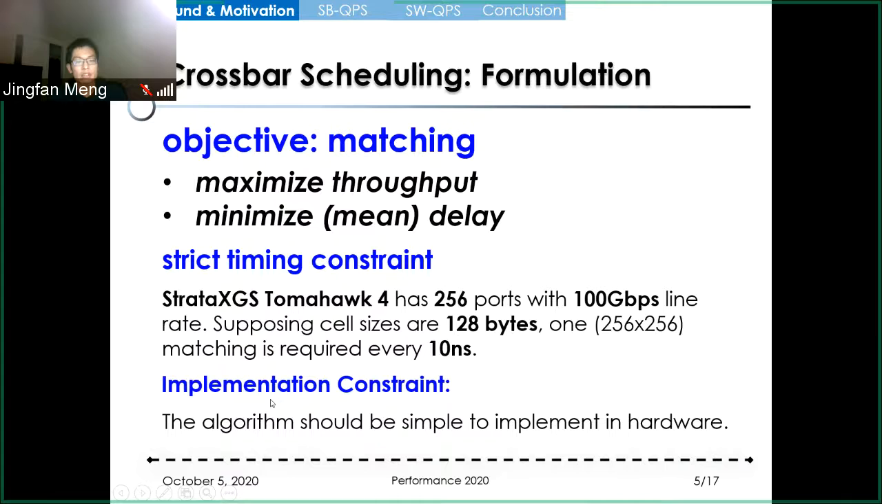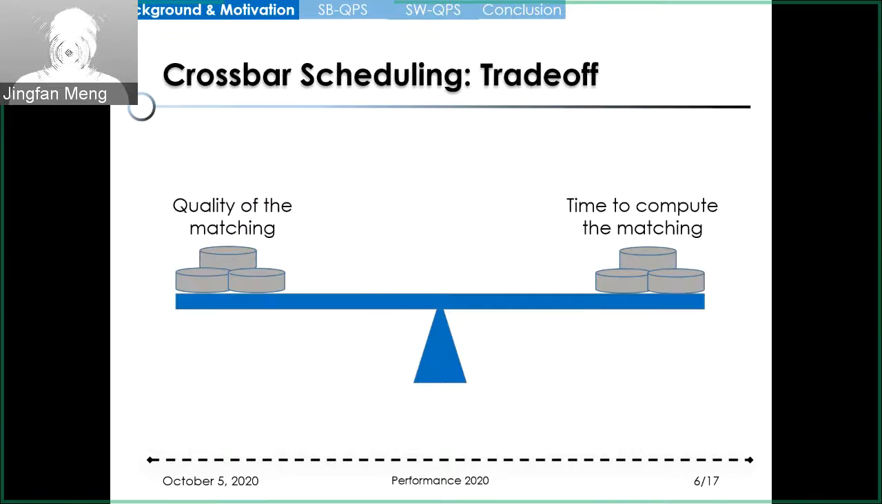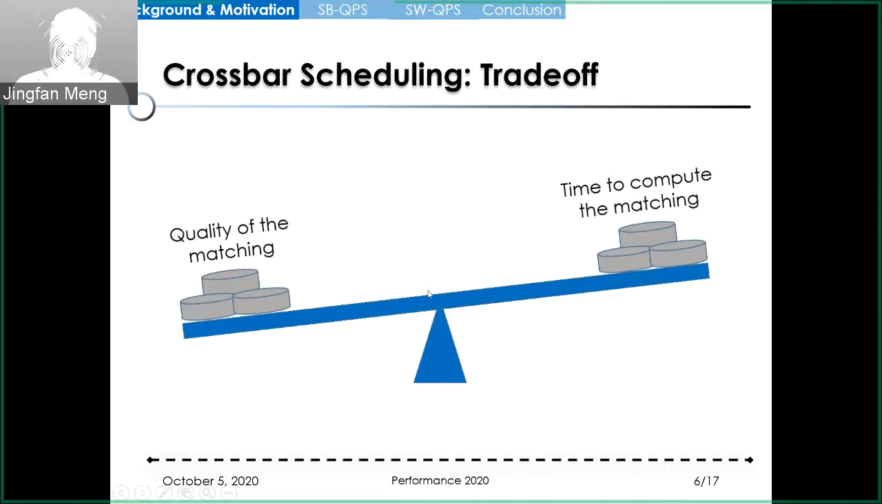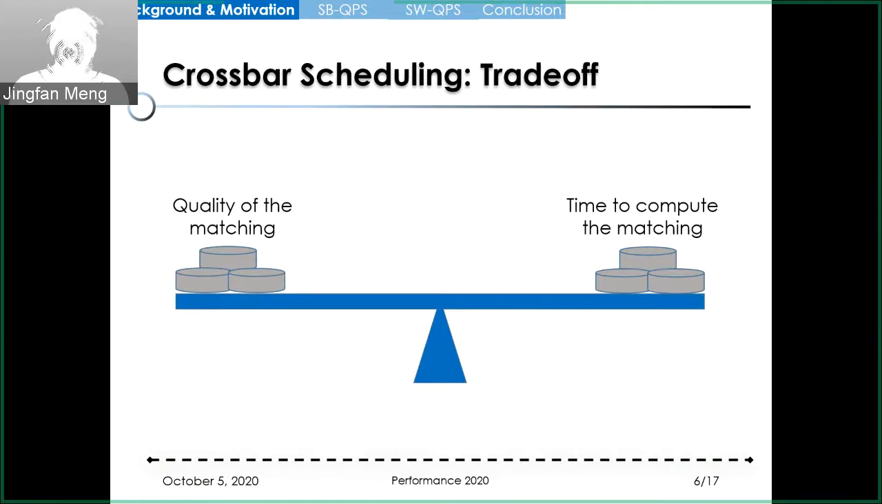Furthermore, the scheduling algorithm should be simple enough to implement in hardware. There is a well-known trade-off between the quality of the matching and the time needed to compute the matching. So it is really difficult to compute high-quality matchings in small time with a large number of input and output ports.